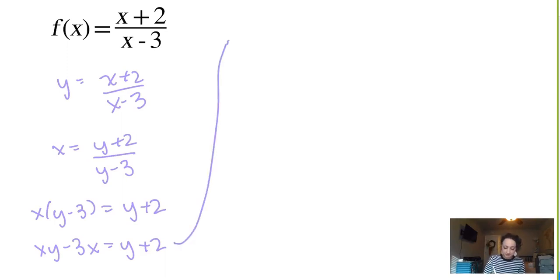So let's do this. Here's a really common algebraic strategy that we use a lot in calculus. Anything that has a y, let's get it on one side. Anything that doesn't have a y, get it on the other side. So let's bring all our y's, in this case, to the left-hand side. Doesn't matter which side you pick. So I'm going to have xy minus y on the left side. And then on the right side, I still have that 2. And I'm going to move this 3x over. So that'll be a plus 3x on the right-hand side.